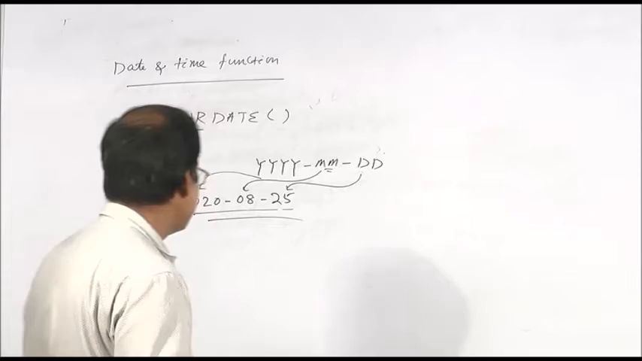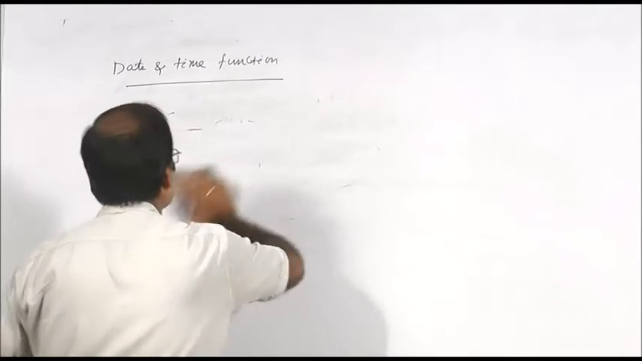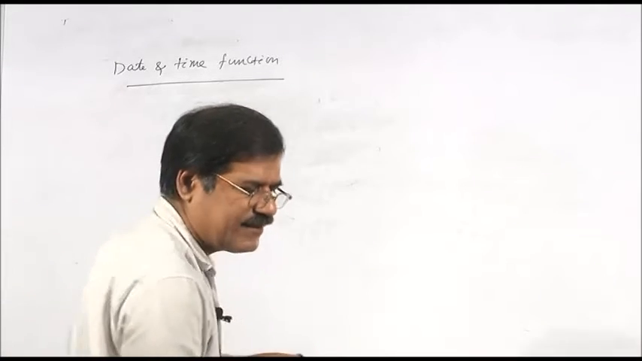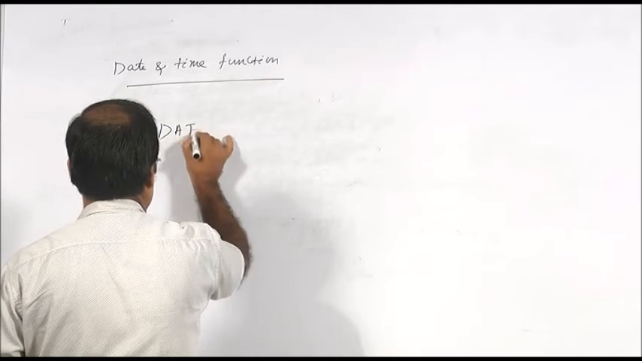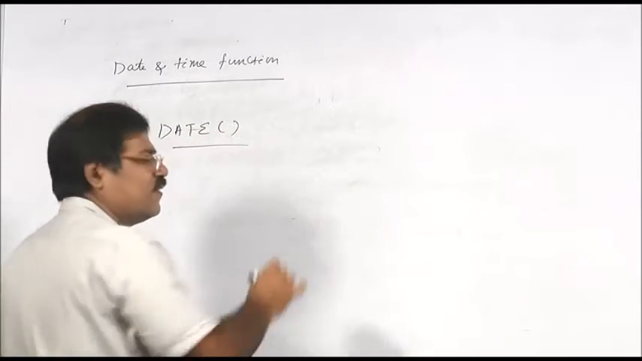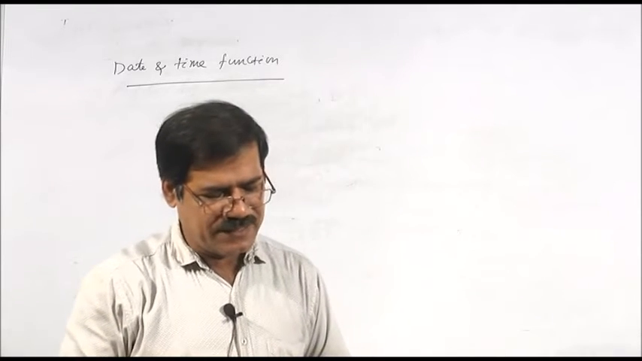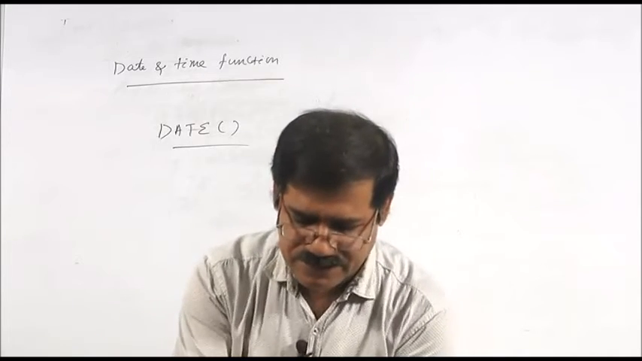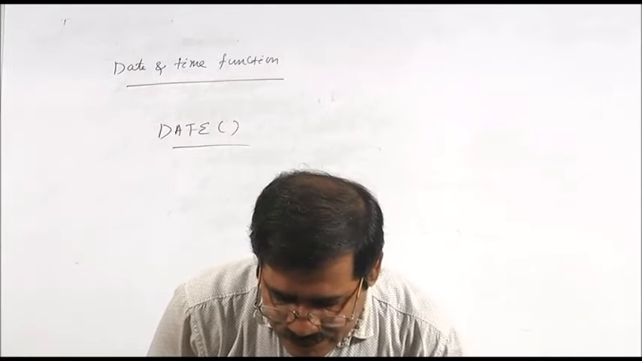The next function is a date function. This is a current date. So date function. What will it return? It takes the date part out of a date time expression. So that means if the date is a date time expression, what will it show you?